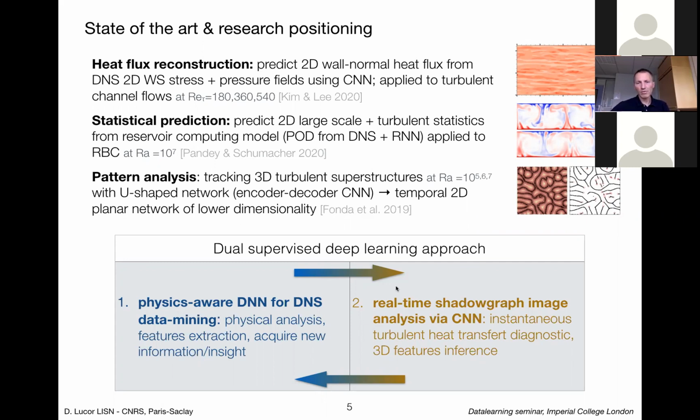So I have two research paths to present. I will spend most of that time on number one, which is physics-informed DNN to be able to actually reconstruct, in a sense, the DNS. Or we have also some results where we are trying to use CNN, this time applied to shadowgraph images, and trying to basically extract some heat transfer scalar, a Nusselt number, that is a measure of the 3D heat transfer. So from a 2D image, that is this projection I was showing, can you recover the 3D heat transfer through the entire cavity?